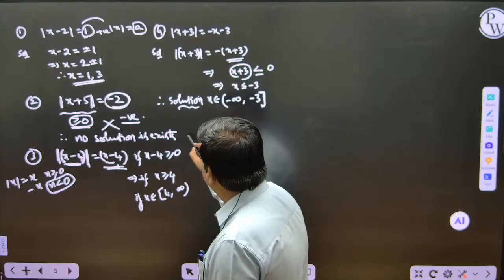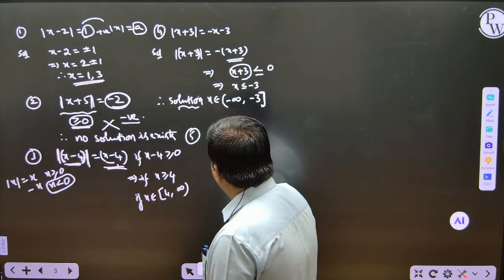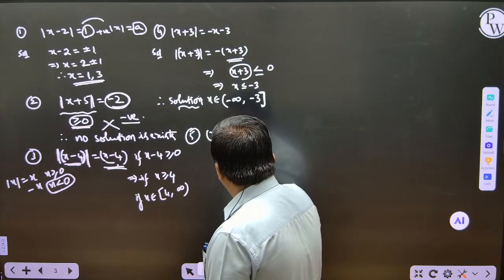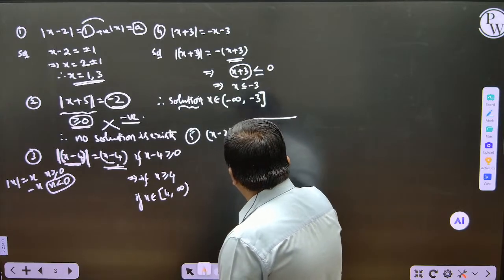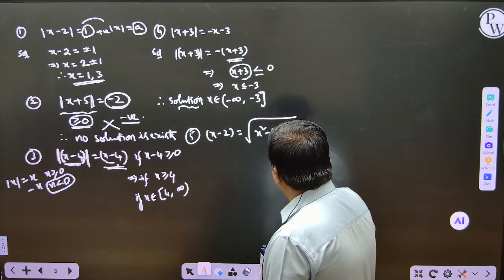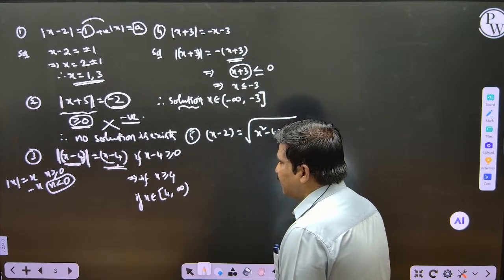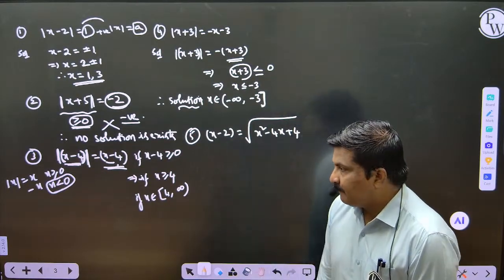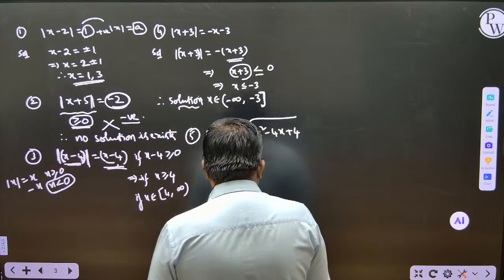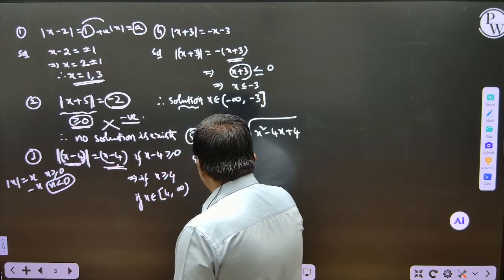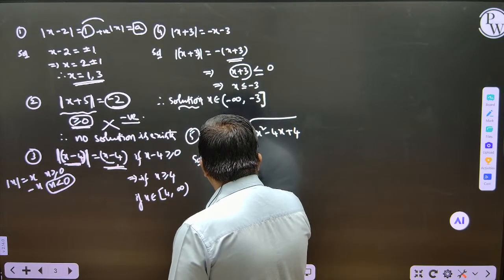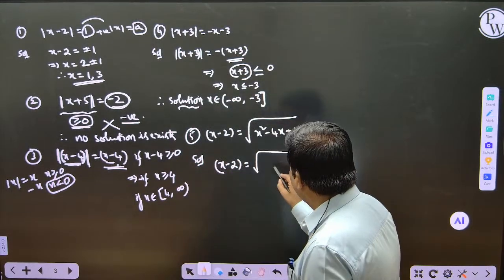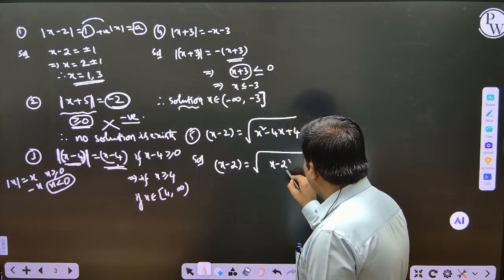Next, the fifth one, same. x minus 2 is equal to the square root of x square minus 4x plus 4. Now you write the solution: x minus 2 is equal to the square root of x minus 2 whole square.